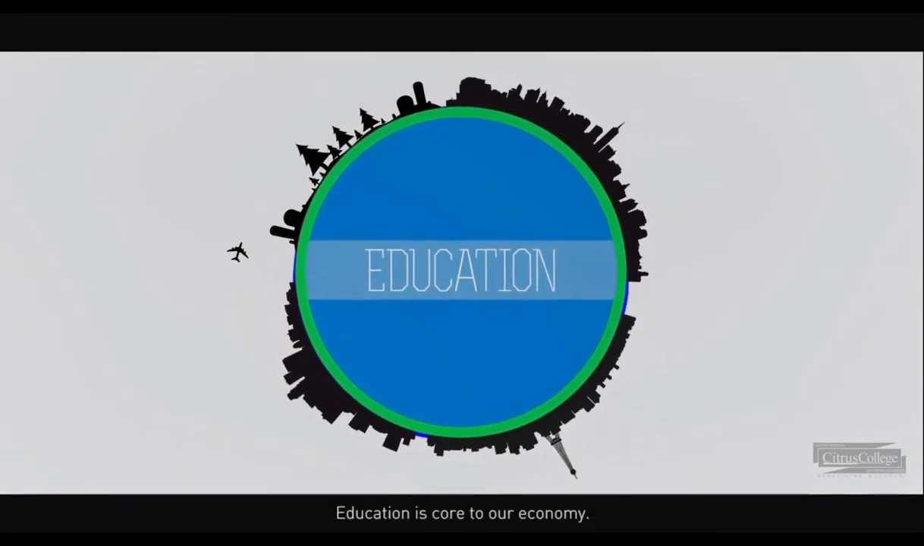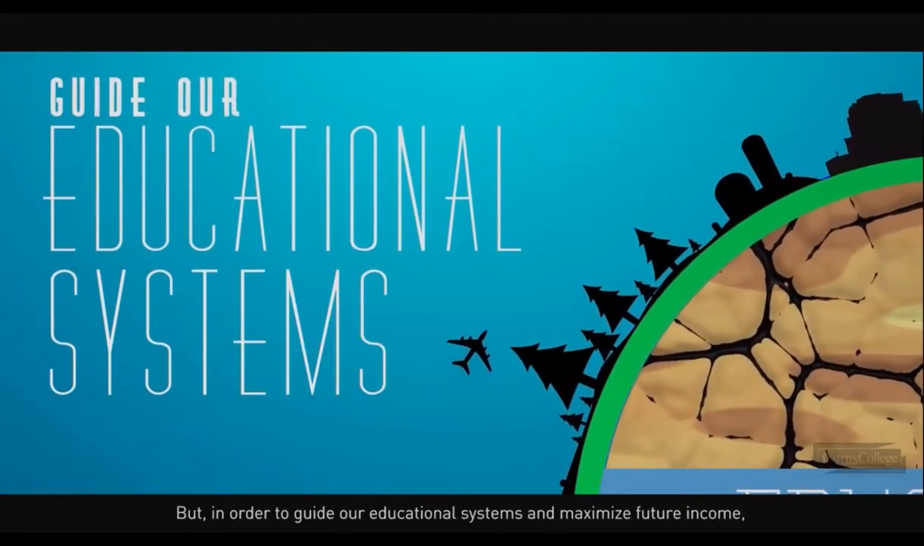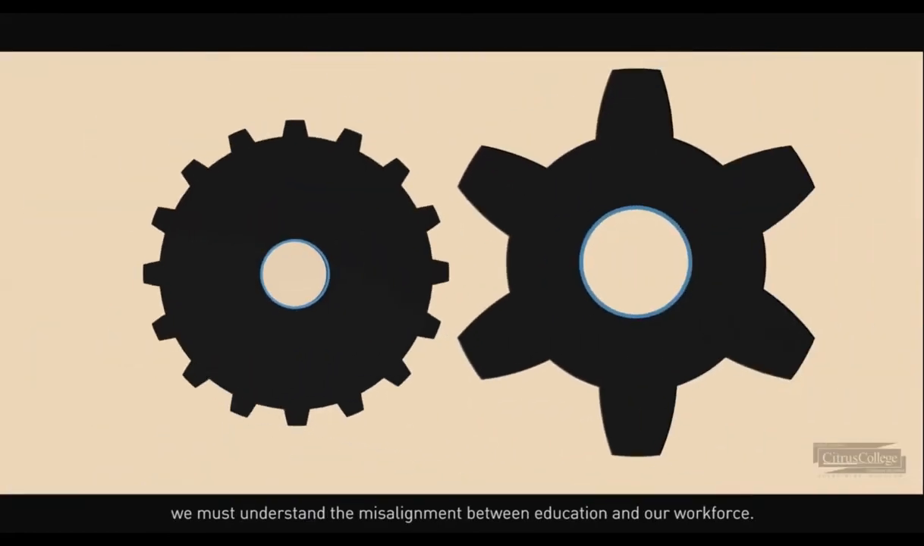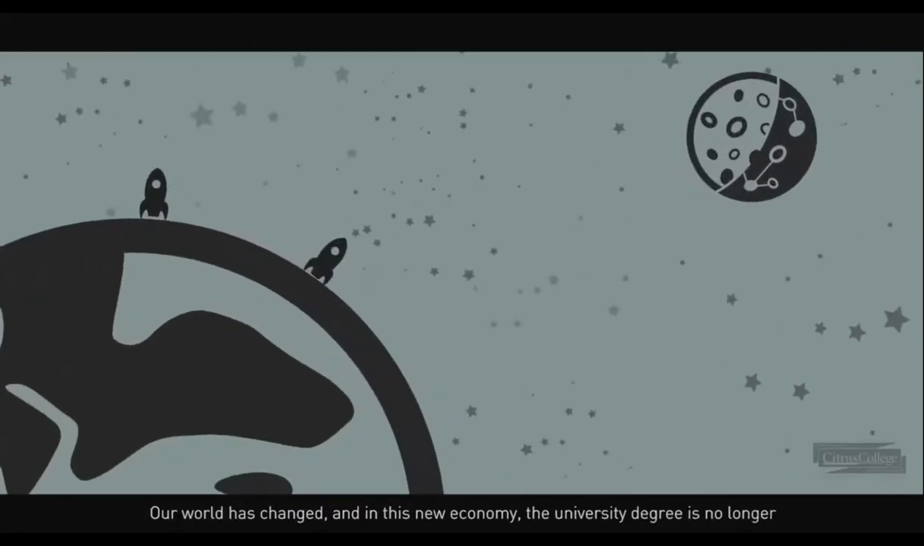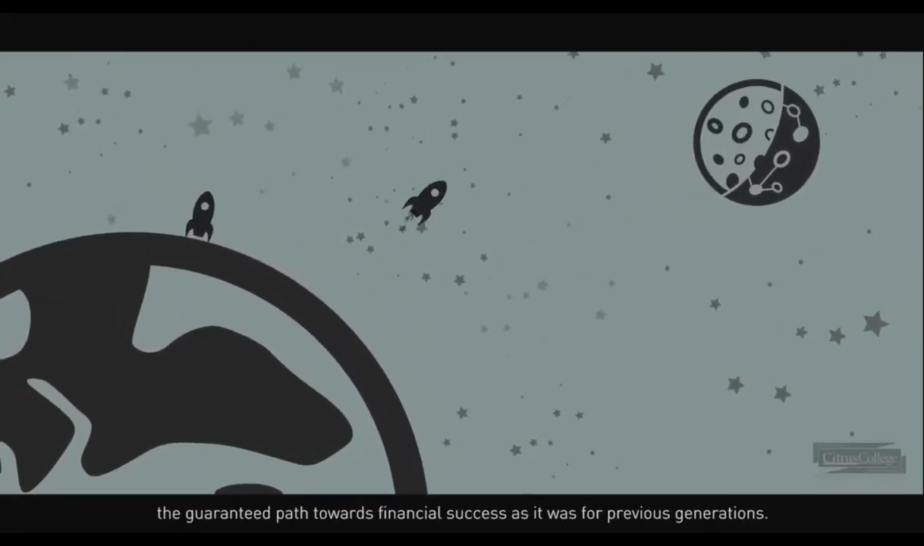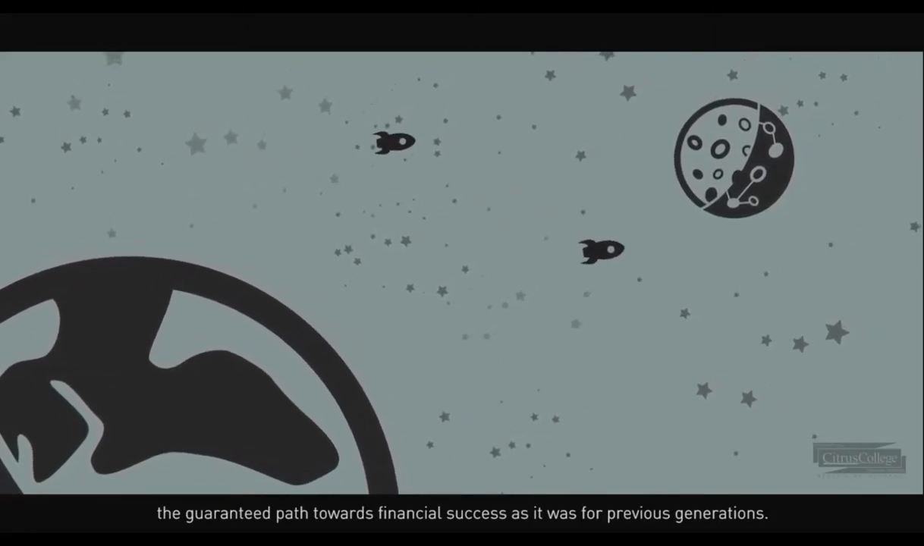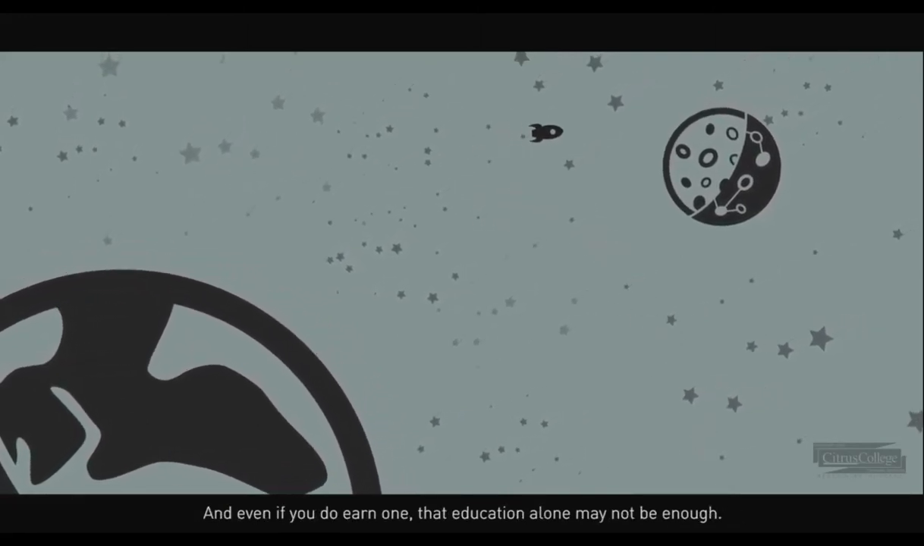Education is core to our economy. But in order to guide our educational systems and maximize future income, we must understand the misalignment between education and our work. The university degree is no longer the guaranteed path towards financial success as it was for previous generations. And even if you do earn one, that education alone may not be enough.